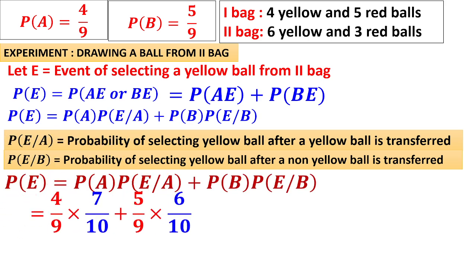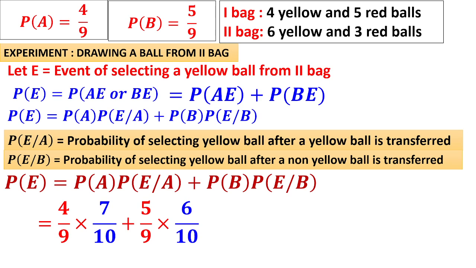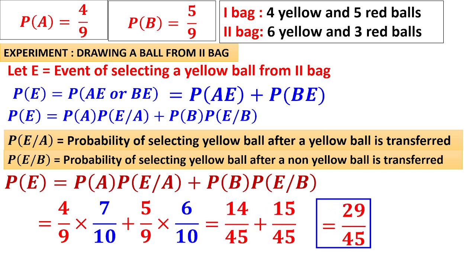Directly go to substitute the values now. 4 by 9 into 7 by 10. Why is it 7 by 10? Because a yellow ball is being transferred over there. Therefore, it is 7 by 10. There were 6 yellow balls. Now it will become 7. Total balls will become 10. Again, how did this 6 by 10 come? Because there were 6 yellow balls. Only a non-yellow is transferred. Therefore, it will be 6 only. But total will be 10. Because 9 plus 1 is 10. Therefore, the answer is 29 by 45.